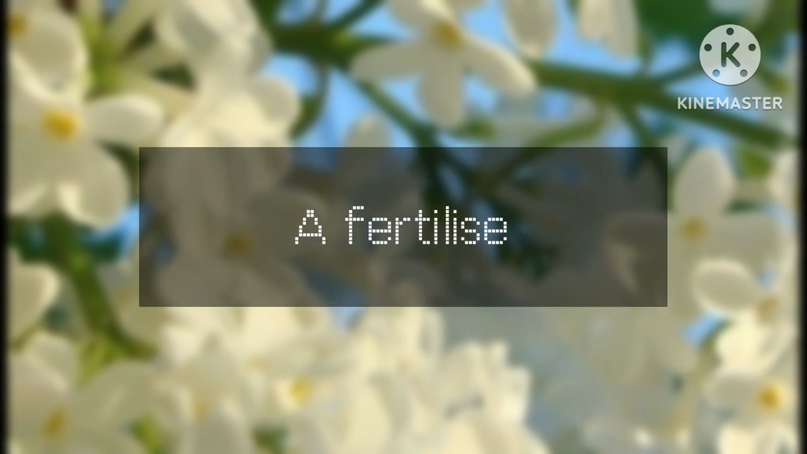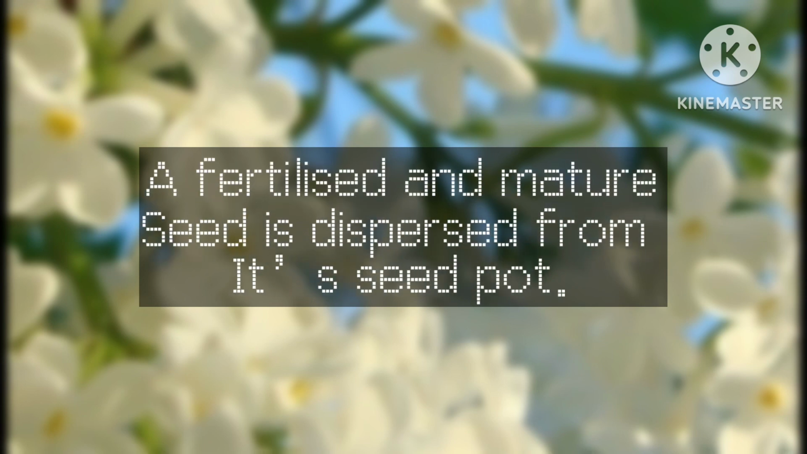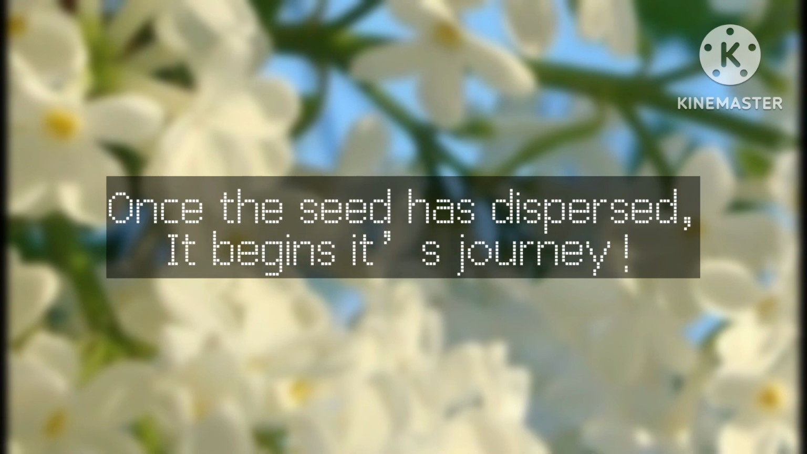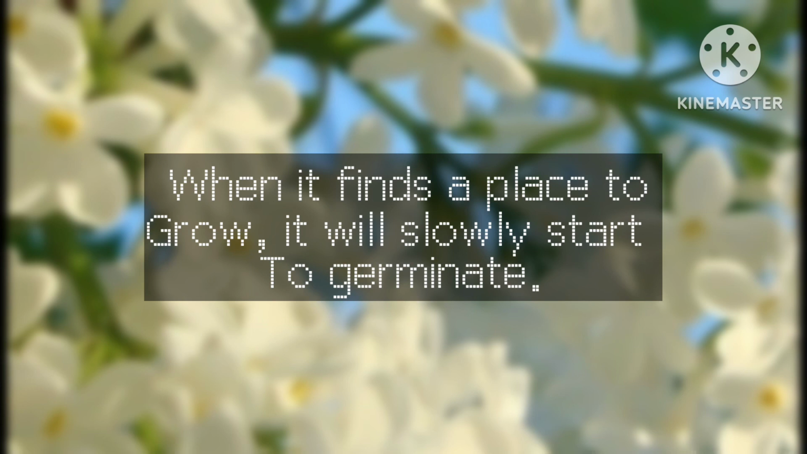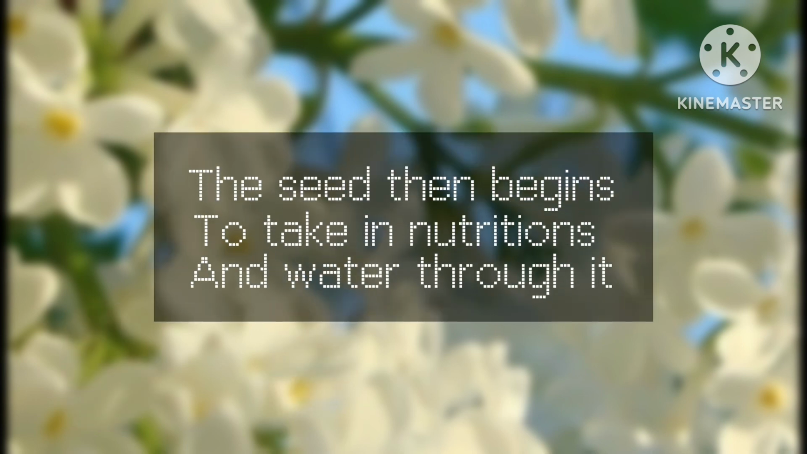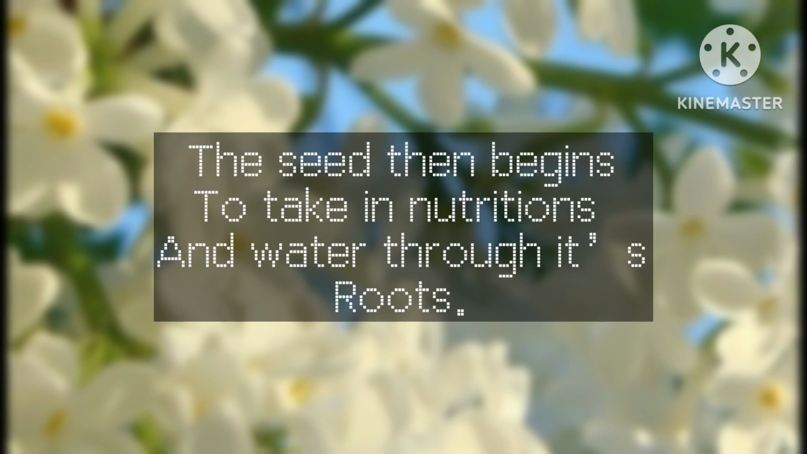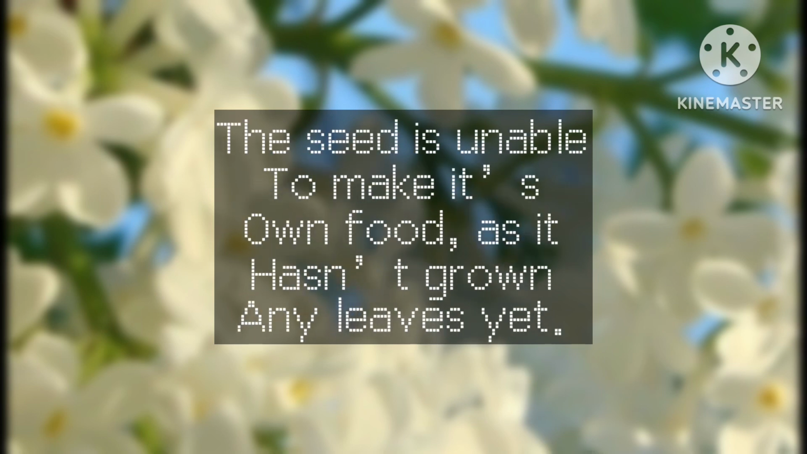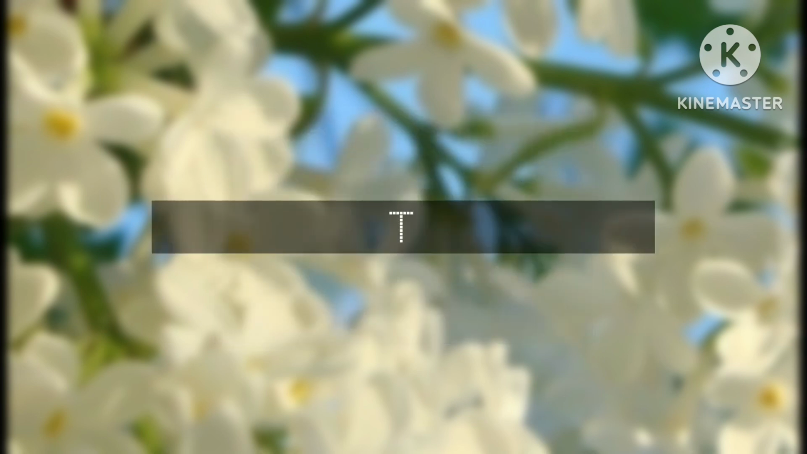First, a mature and fertilized seed is dispersed from its seed pod. Once the seed is dispersed, it begins its journey. When it finds a place to grow, it will slowly start to germinate. Germination is when a seed starts to grow its first roots. The seed then begins to take in nutrition and water through its roots. The seed is unable to make its own food as it hasn't grown any leaves yet.